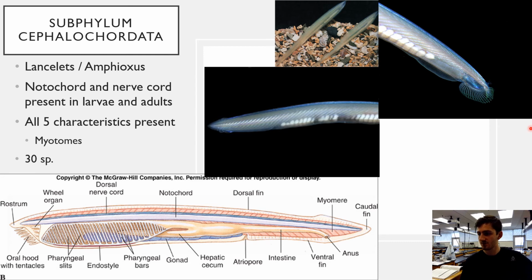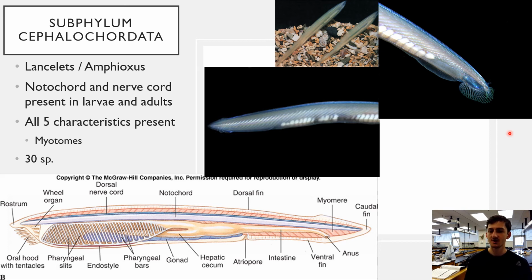So the second subphylum within this phylum Chordata is the subphylum Cephalochordata, and so these are the lancelets or the Amphioxus, and so these are a really neat group of organisms. We have a couple jars. They really just look like very thin muscular worms.